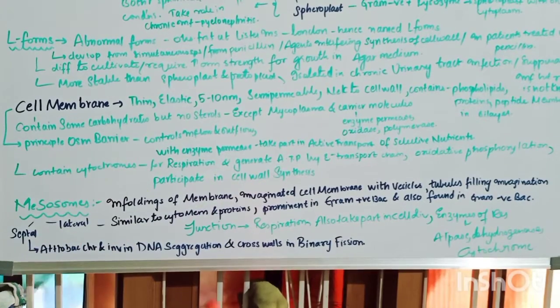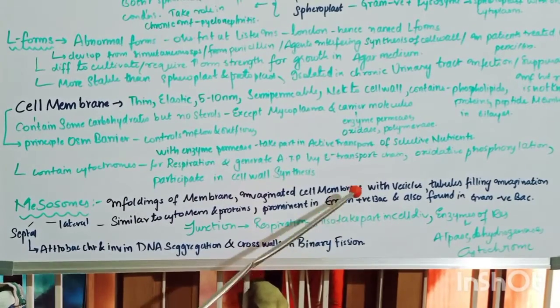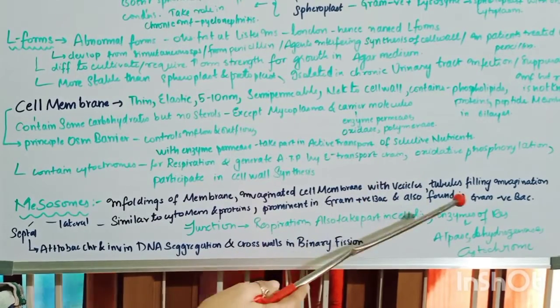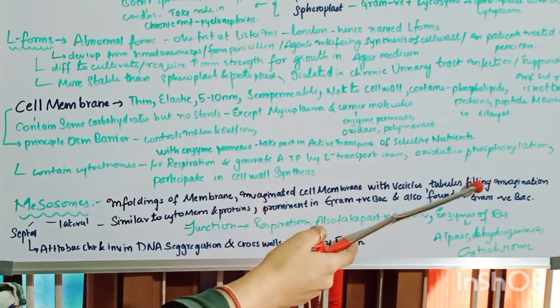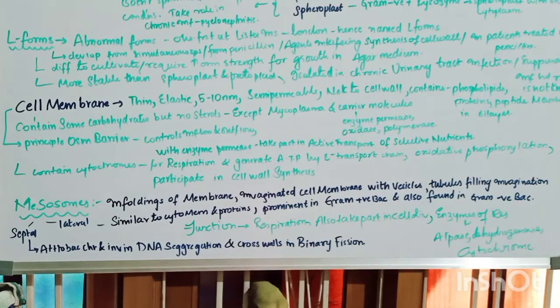Mesosomes are infoldings of the membrane, as we already saw in the picture. They are invaginated into the cell membrane with vesicle-like structures, but these vesicles are later filled by tubules, filling that invagination. These mesosomes are of two types, that is lateral and septal.